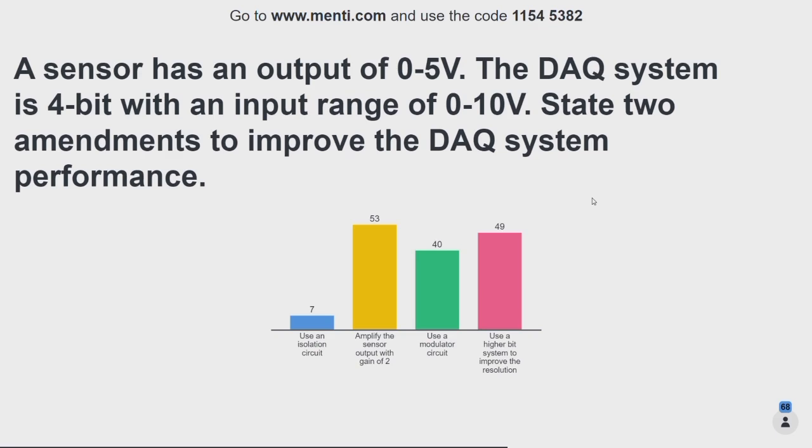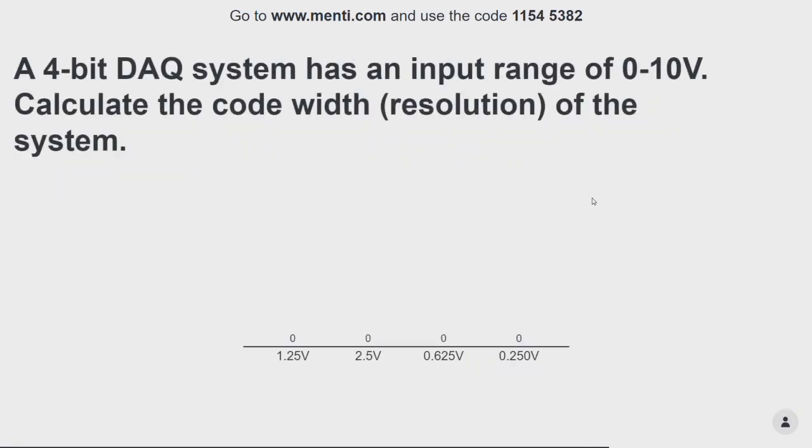Look at your ruler. Your ruler has little increments of millimetres. If I got rid of the millimetres and it was just 0, 1 centimetre, 2 centimetre, 3 centimetre, that's a system with lower resolution. It's not so good. So to improve that, we want a higher number of bits. Let's do our last question then, that focuses on reinforcing that concept.